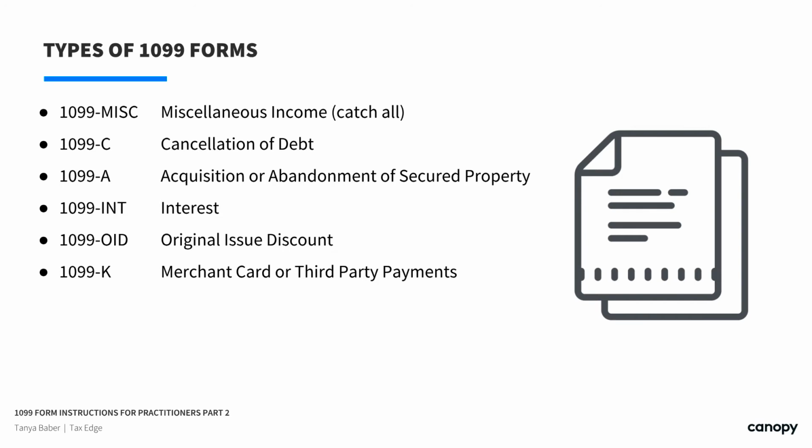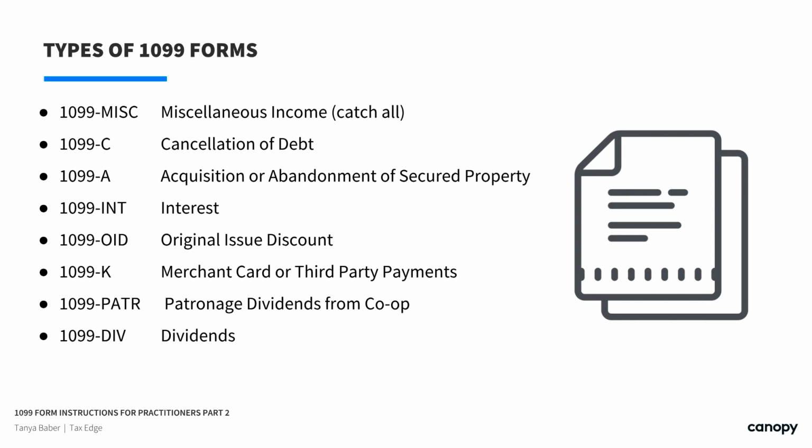So cancellation of debt, that goes on the 1099-C. The acquisition or abandonment of secured property, 1099-A. Interest, INT, 1099 interest. Original issue discount, OID, follows logically as well. We have the PATR 1099. You have the 1099K, and this one, I don't see where there's a K in there. I think they just had to fit that in alphabetically. So merchant card or third-party payments, that's the 1099K. The 1099 PATR that I just mentioned is for patronage dividends from co-ops. And then our general dividends, DIV, also follows a more logical pattern.